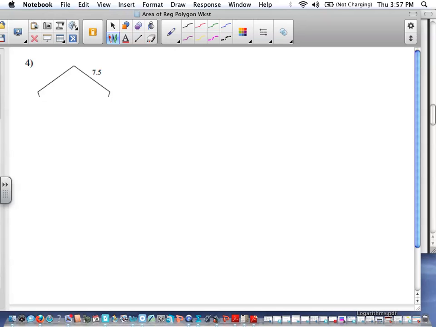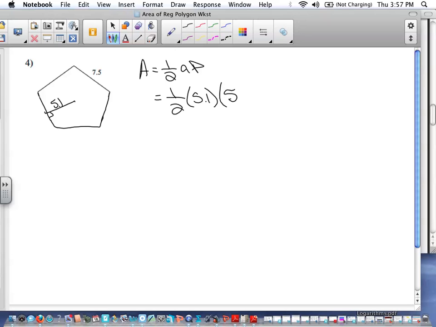Number 4 doesn't look quite like it finished the picture, so I'll just finish it. It is a regular pentagon, and the apothem on that was 5.1. And the length of a side is 7.5. So the area is equal to 1/2 the apothem times the perimeter. So 1/2, 5.1 times the perimeter, 5 sides times the length of each side, 7.5. So that equals 95.6.